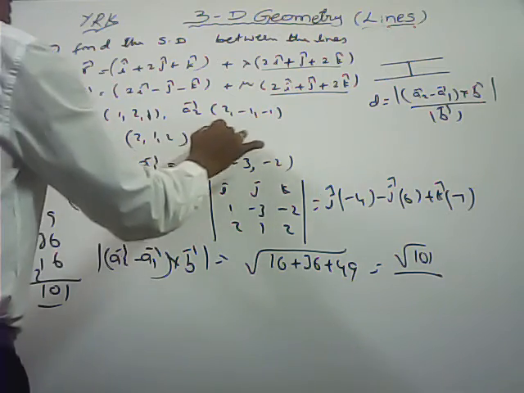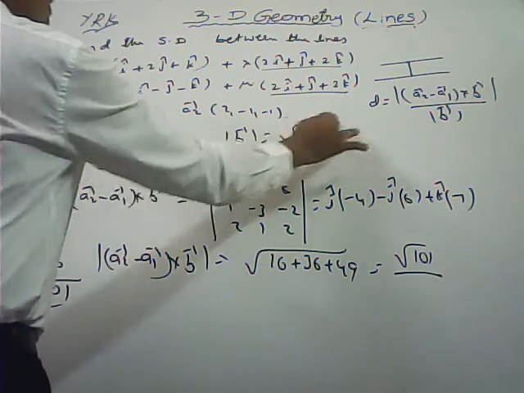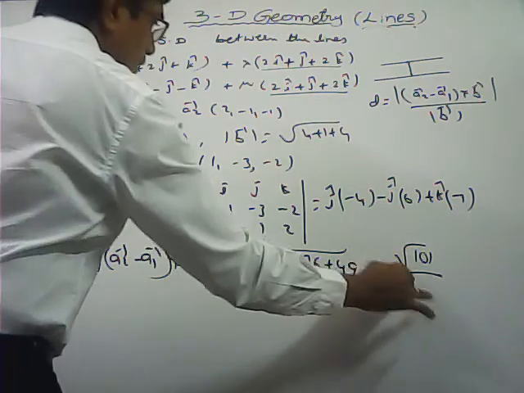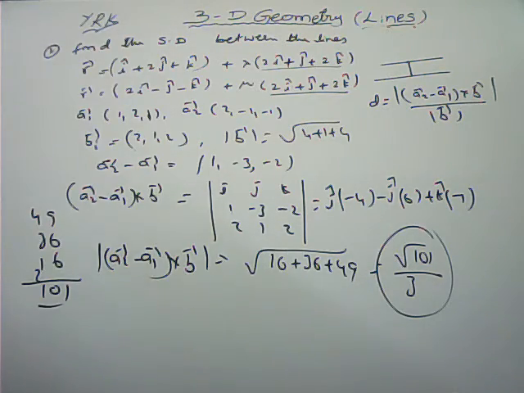Here the modulus of B bar is equal to root of x square plus y square plus z square, that is 3. Root of 101 by 3 is the shortest distance between the two parallel lines.